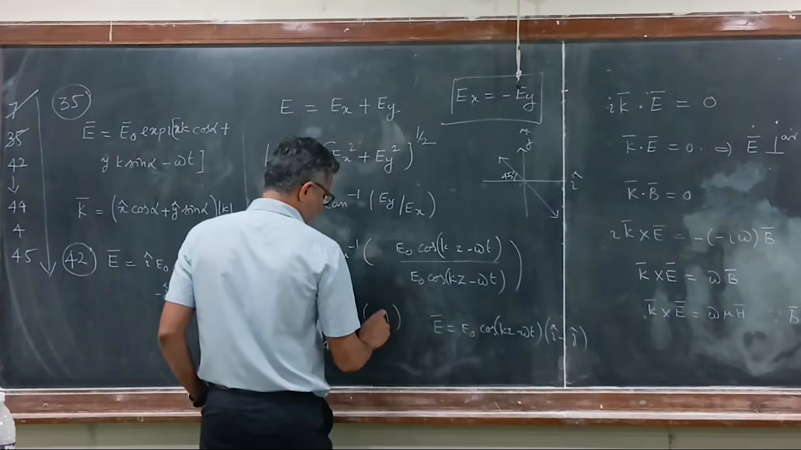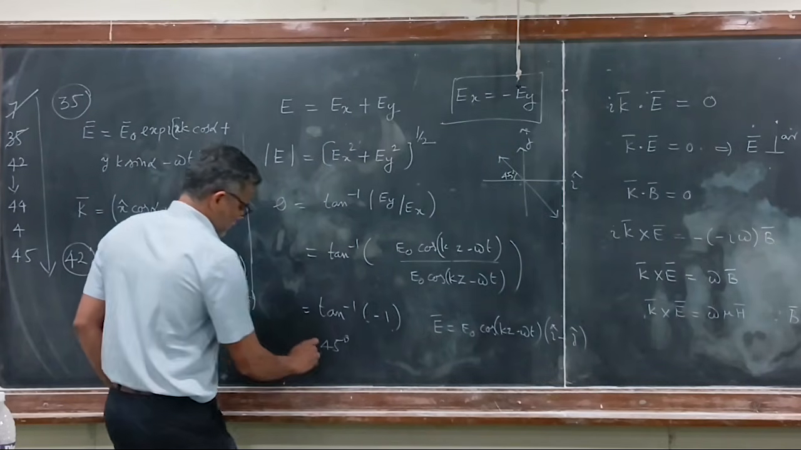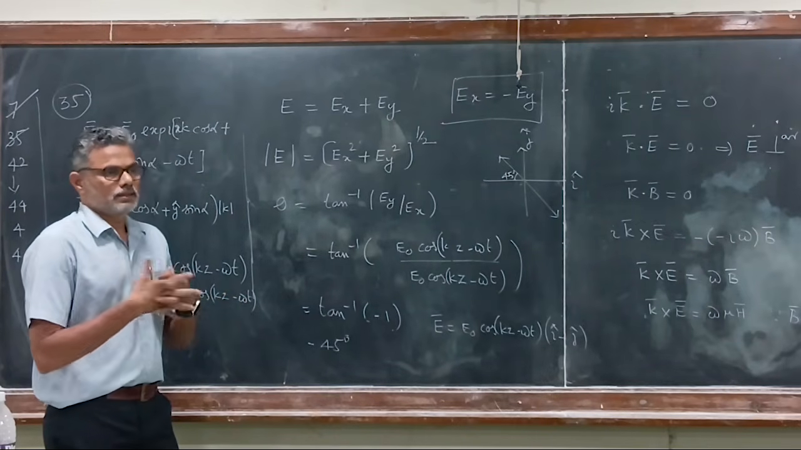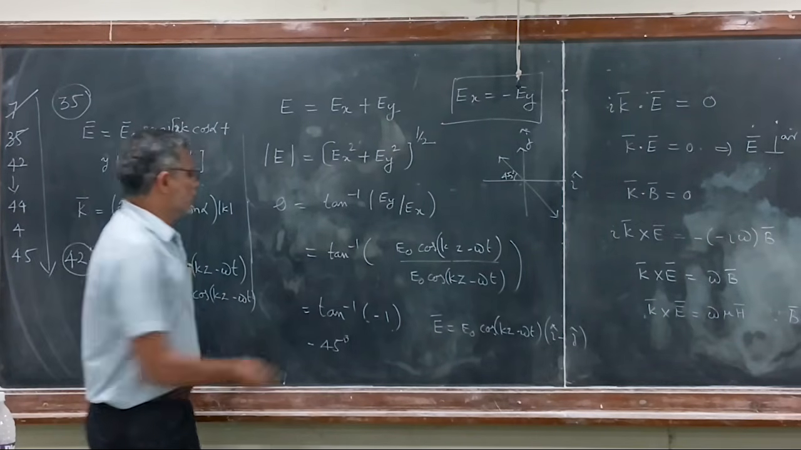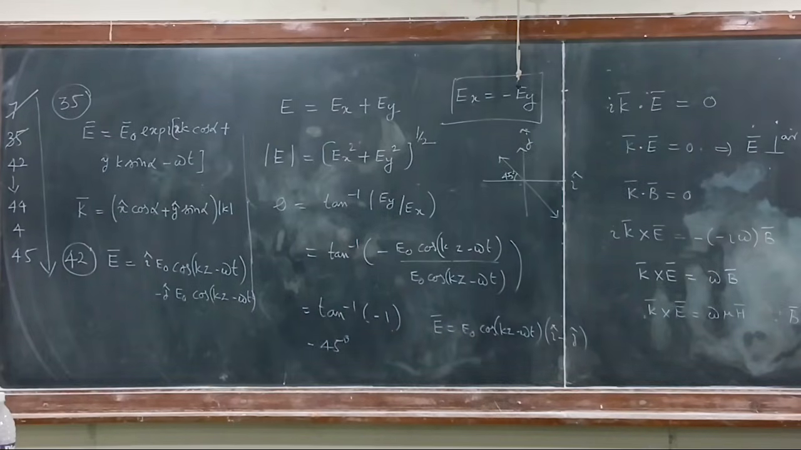If I put minus, what will happen? You will get a minus 45 degree. So basically, your amplitude ratio is what gives the angle. Yes, correct. Theta is the Ey component divided by the Ex component.